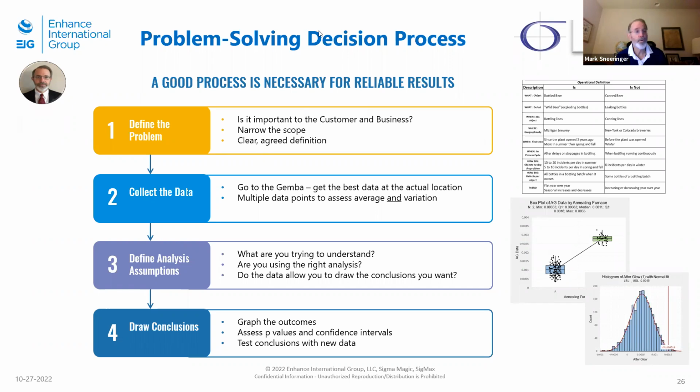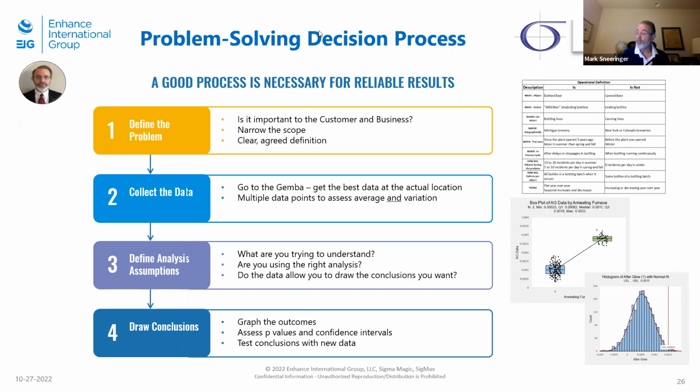So these are laid out as four steps here. It can be other steps, but there are some key points here. The first one is that you need to define the problem. So you've got to make sure the scope is right and that you have a clear, agreed definition. An operational definition that covers the what, where, when, and how much usually helps you achieve this clarity.